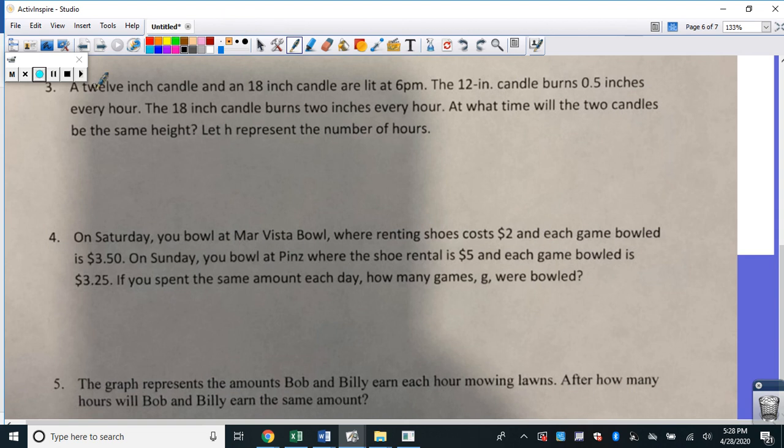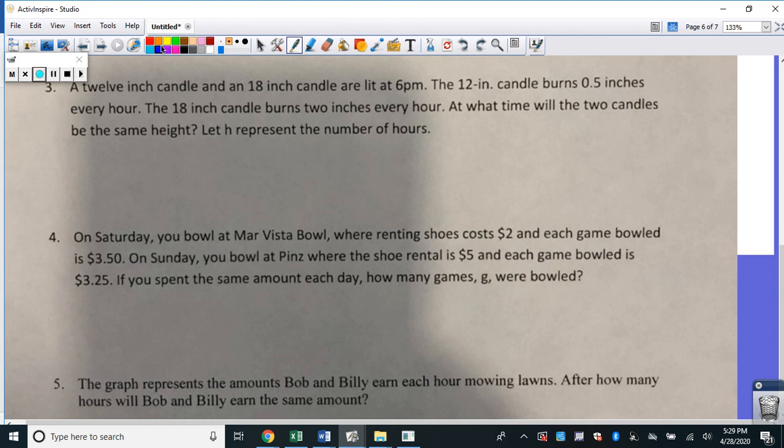Number 3 says a 12-inch candle and an 18-inch candle are lit at 6 p.m. The 12-inch candle burns 0.5 inches every hour. The 18-inch candle burns 2 inches every hour. At what time will the two candles be the same height, and let H represent the number of hours?